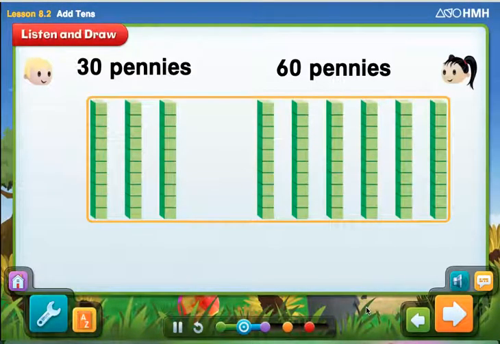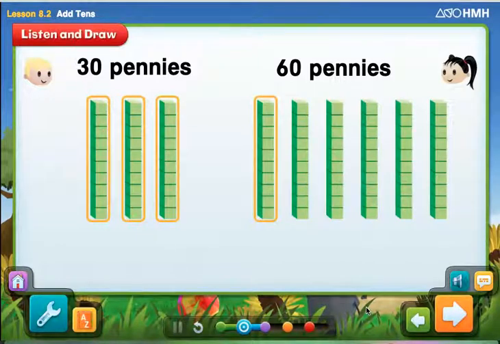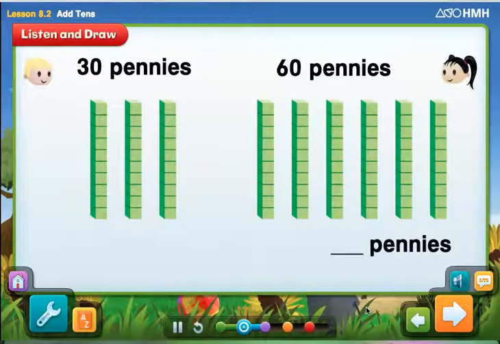Together, these models show three tens and six tens. How many tens is that in all? One ten, two tens, three tens, four tens, five tens, six tens, seven tens, eight tens, nine tens. So what's the total number of pennies, or what's the value of nine tens? Nine tens is 90. 30 pennies plus 60 pennies is equal to 90 pennies.